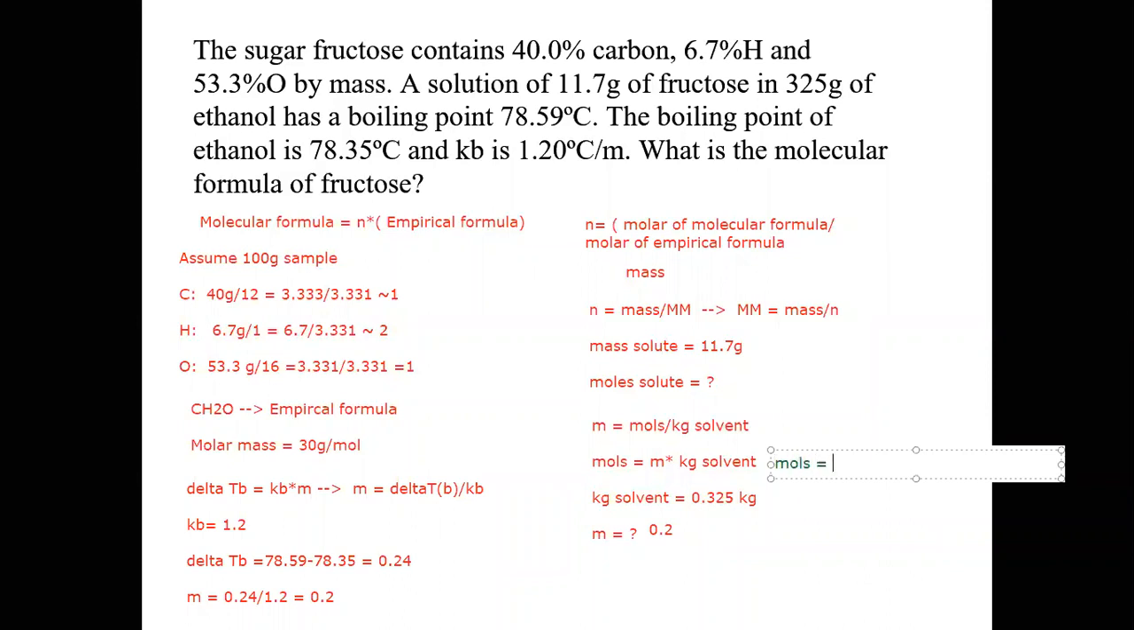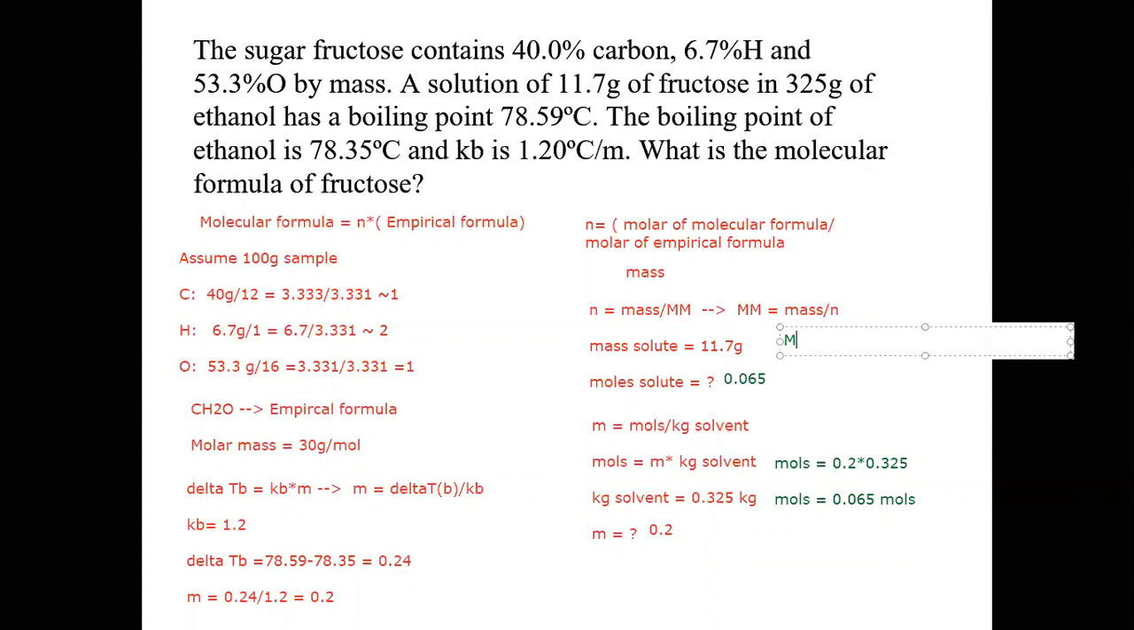So moles equal 0.2 times 0.325. We get 0.065 moles. So now we know the moles of solute. We can determine the molar mass of this solute. So we know the mass of solute and the moles of solute. Molar mass is just mass divided by moles. And we get 180 grams per mole.